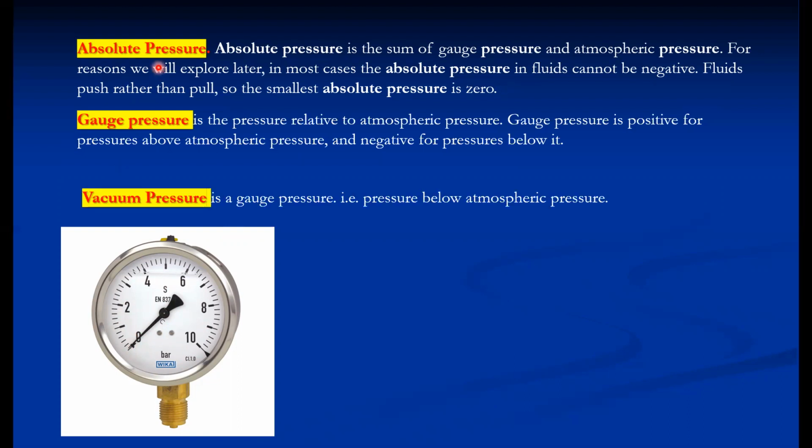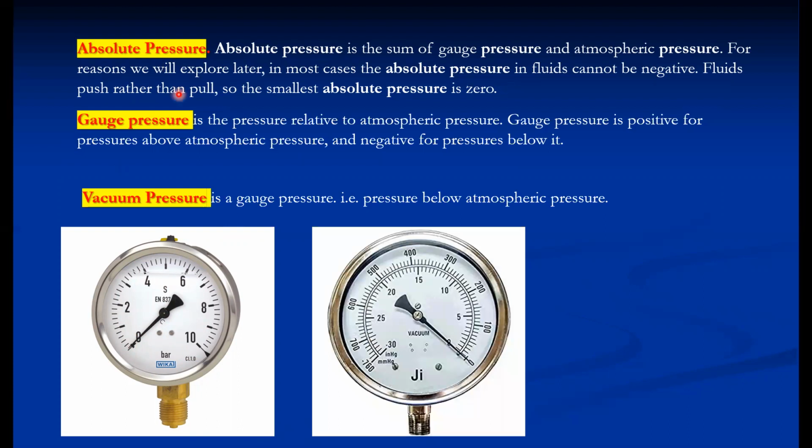Vacuum pressure is the pressure below atmospheric, so it is generally subtracted from the atmospheric pressure. In order to calculate absolute pressure when the pressure is below atmospheric, suppose this is in mm of Hg, and the gauge shows 200 mm of Hg, then the absolute pressure in that case is 760 minus 200, that is 560 mm of Hg. That means the absolute pressure is below atmospheric.